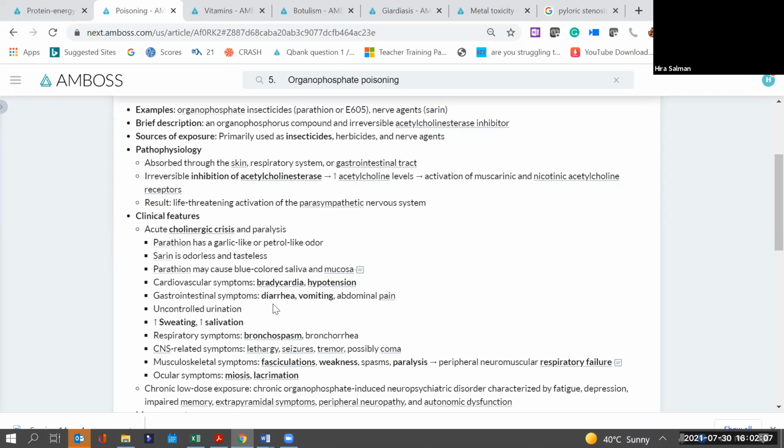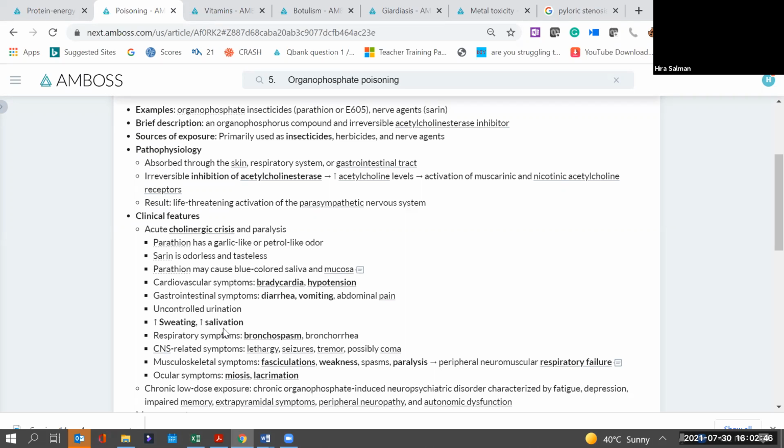On the cardiovascular side, the patient can be hypertensive, with a low heartbeat. On GI, you can see diarrhea, vomiting, and abdominal pain. There is uncontrolled urination, increased sweating, and increased salivation. Why increased sweating and salivation? That's a phenomenon happening because of acetylcholine. Here there is too much acetylcholine. So think about the acetylcholine functions, and you can see all the functions will be exaggerated in this body. Acetylcholine maintains sweating and salivation, and of course all the parasympathetic activity is under the cover of acetylcholine. So all those activities will be increased, and we will see more sweating and more salivation.